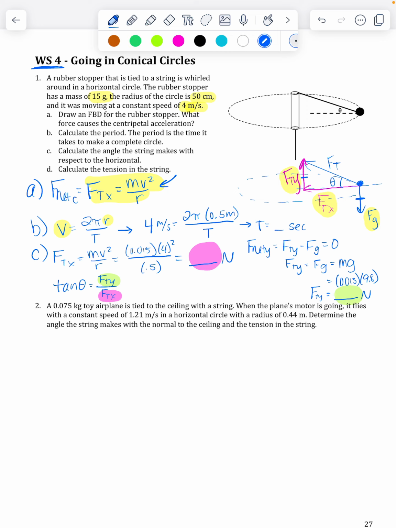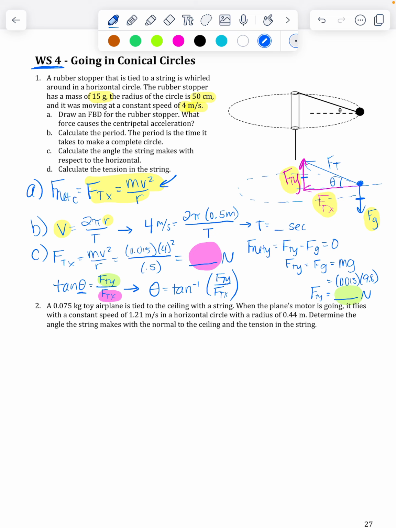And for those of us that don't remember, how do I get theta by itself? Because I'm solving for theta, I have to do the inverse tangent. So the next algebraic step here is that theta is equal to the inverse tangent of FTY divided by FTX. So go ahead and grab your calculator. Make sure you're in degrees, because we want an angle in degrees, and solve for that theta and check in with your shoulder partner.